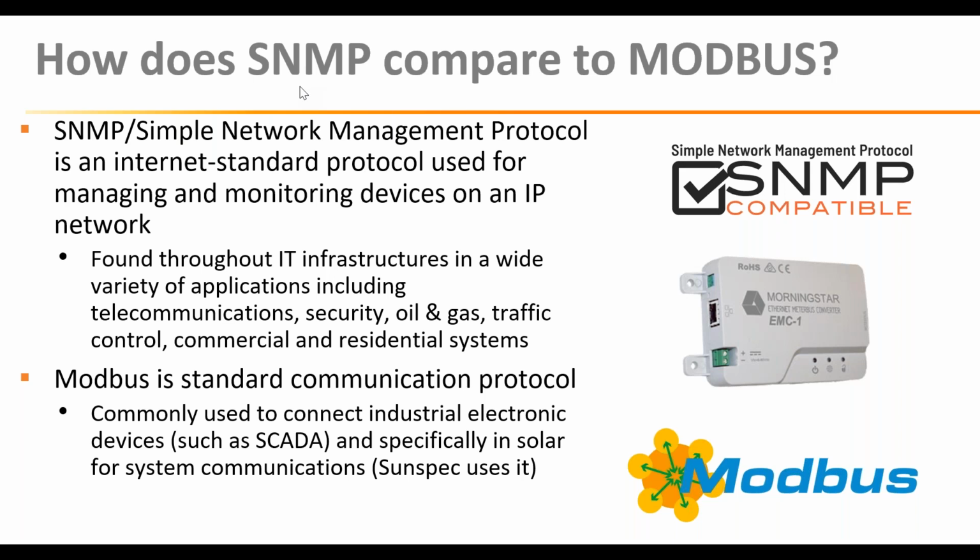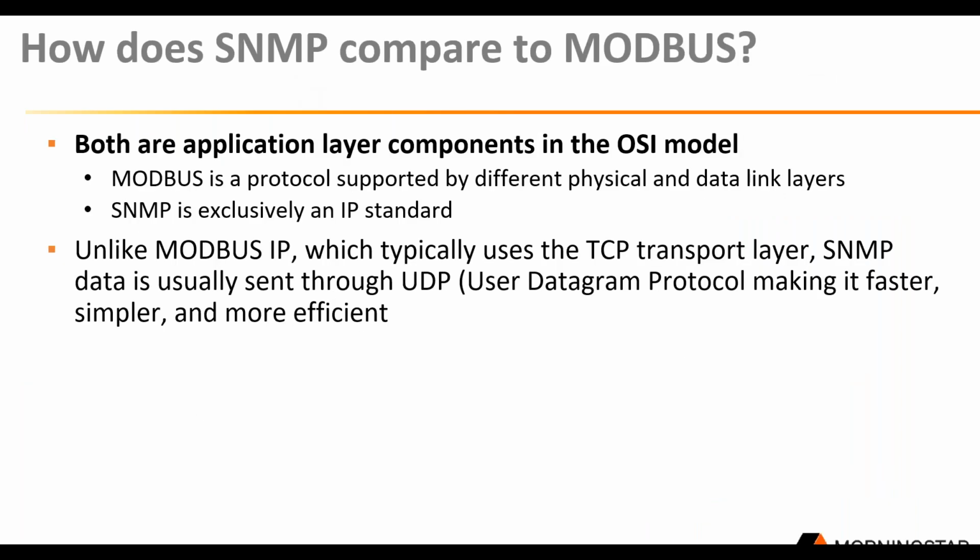But SNMP is a little different than MODBUS. MODBUS, I think, is in general a bit broader, just in that it can be communicated via different data link layers. You can communicate through serial, you can communicate through IP, and Morningstar does support both of those means as well. But again, there are differences in terms of when you would want to use one versus the other. We'll talk about that in just a second.